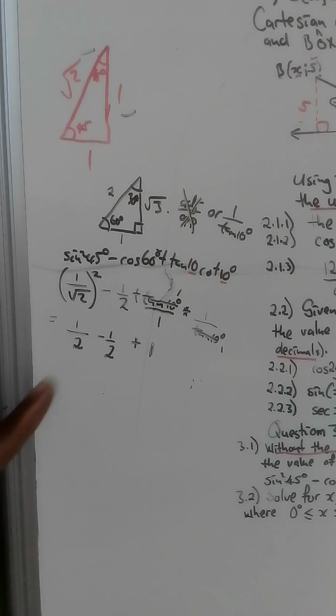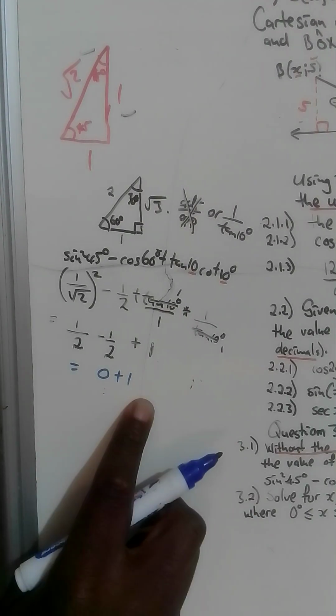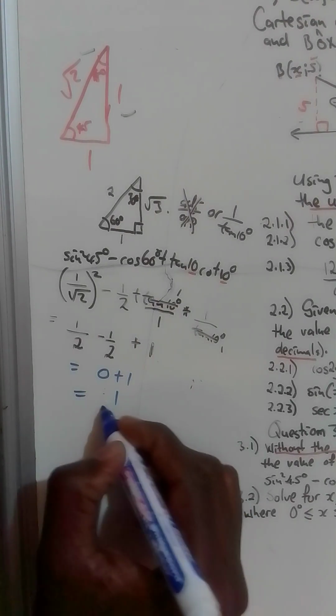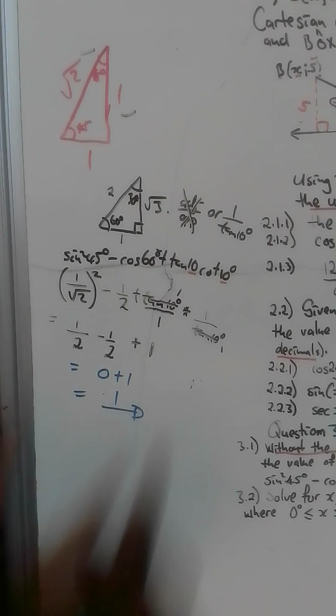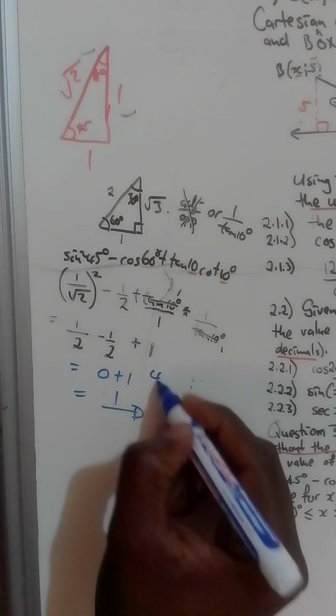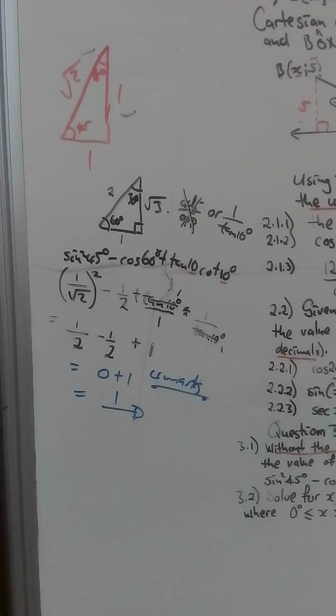And then when I say 1 minus a half minus a half, that is equal to 0. So which is equal to 0 plus 1. And 0 plus 1 is equal to 1. And just like that, I'm done. I've solved for this particular trig identity that they had given us without using a calculator, and I get my 4 marks. Simple and straightforward, right?